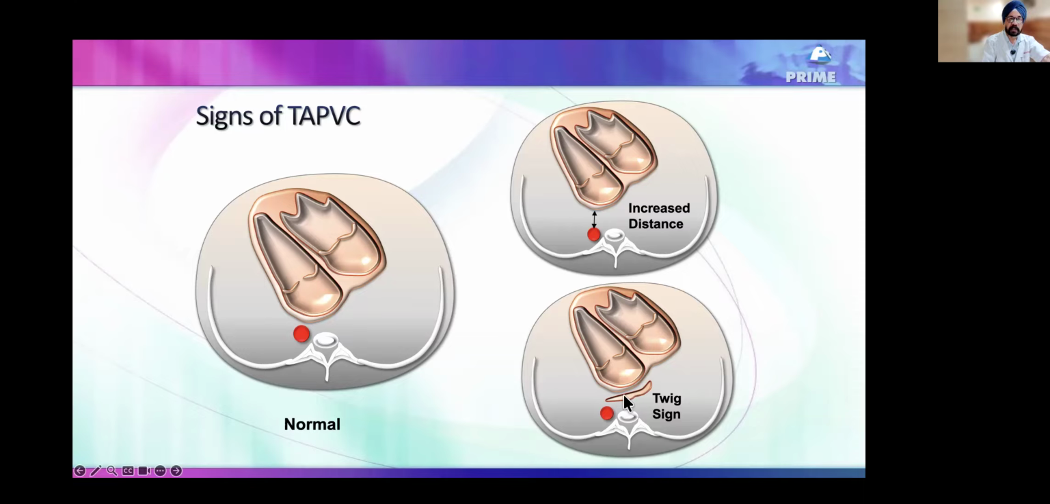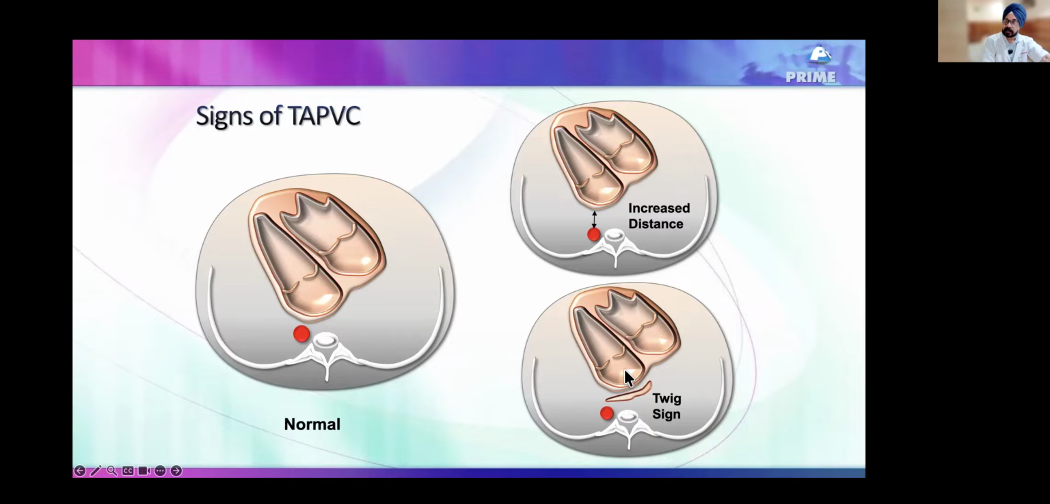Then there is the twig sign. The twig sign is nothing but the posterior chamber seen like a twig. Another sign is that no vessel or vein is supposed to cross in front of the aorta. If it does cross in front of the aorta, where a pulmonary vein crosses the aorta and goes to the other side, this is TAPVC. The pulmonary veins should respect the anterior aspect of the aorta, open here and open here, not cross the aorta and go to the other side.